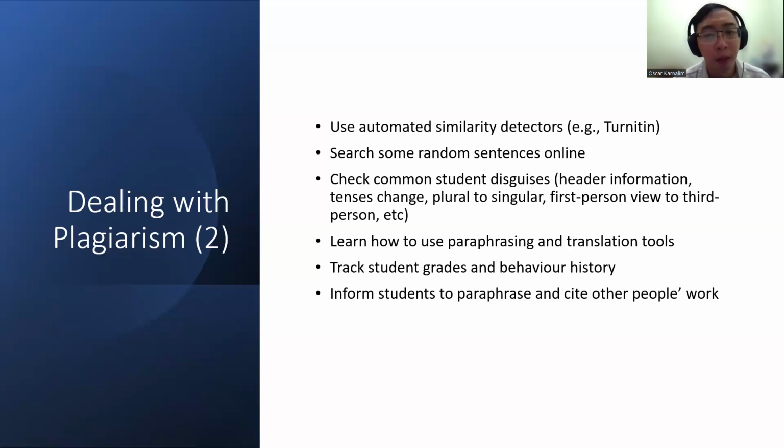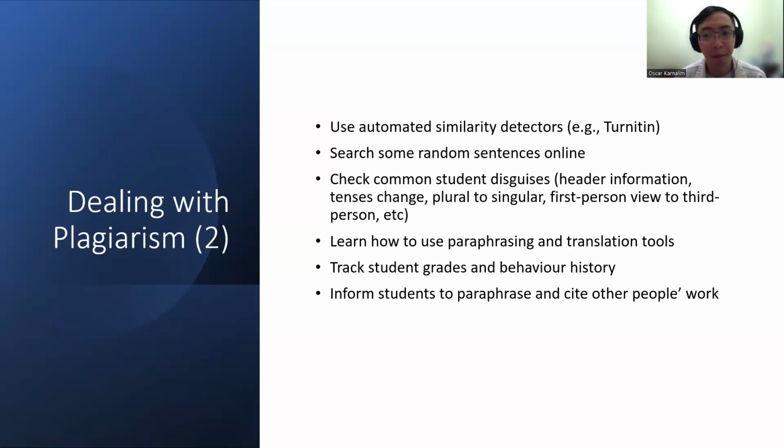And the next one, we need to learn how to use paraphrasing and translation tools. By doing so, we might be somewhat aware of how the result will look if they use paraphrasing and translation tools. And we can also track student grades and behavior history. So, for example, if a student is considered a slow performer for the whole semester, then suddenly at the final test, they get the highest mark, then it is obvious, right? We need to check that.